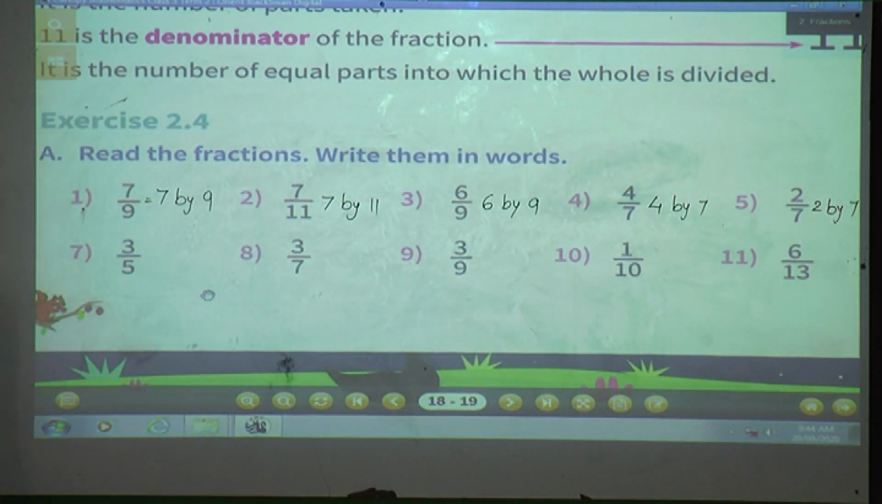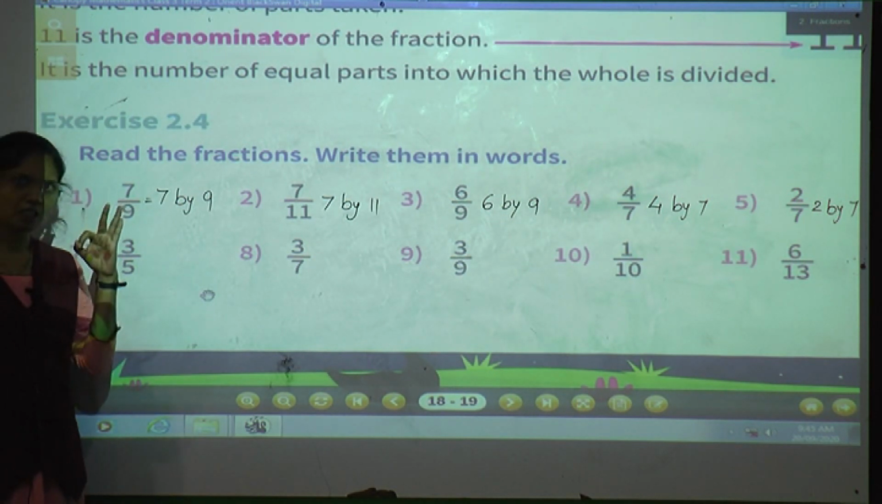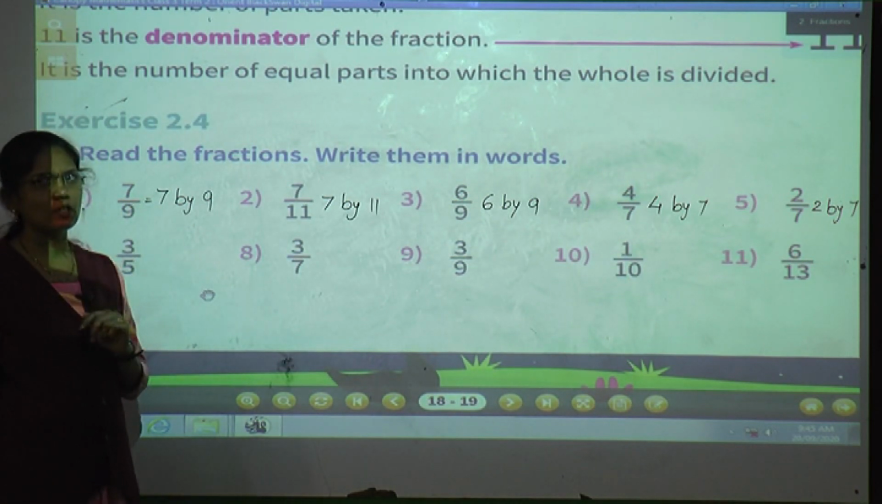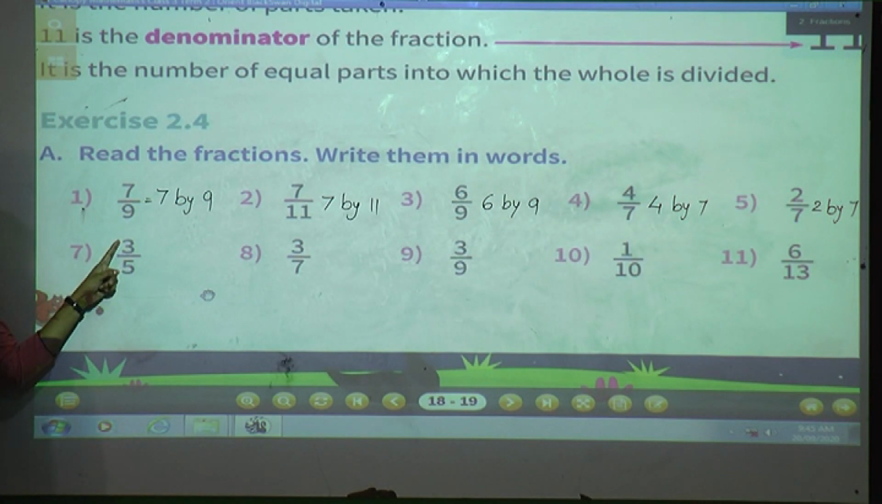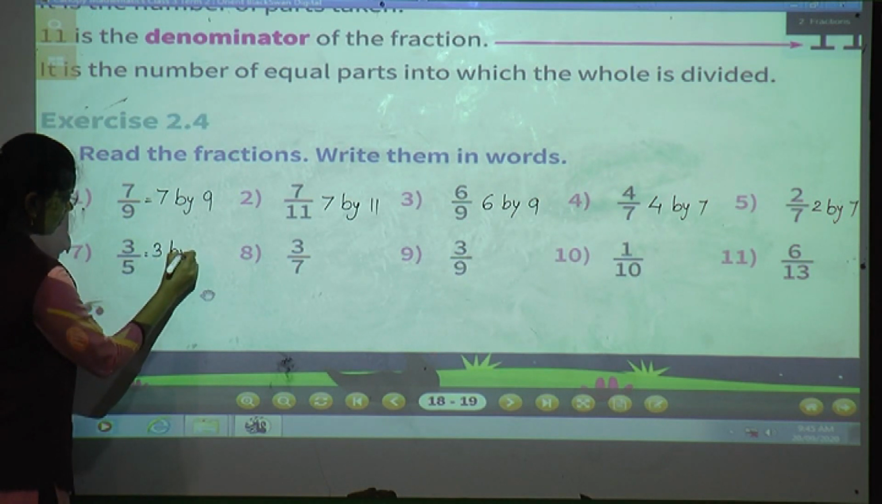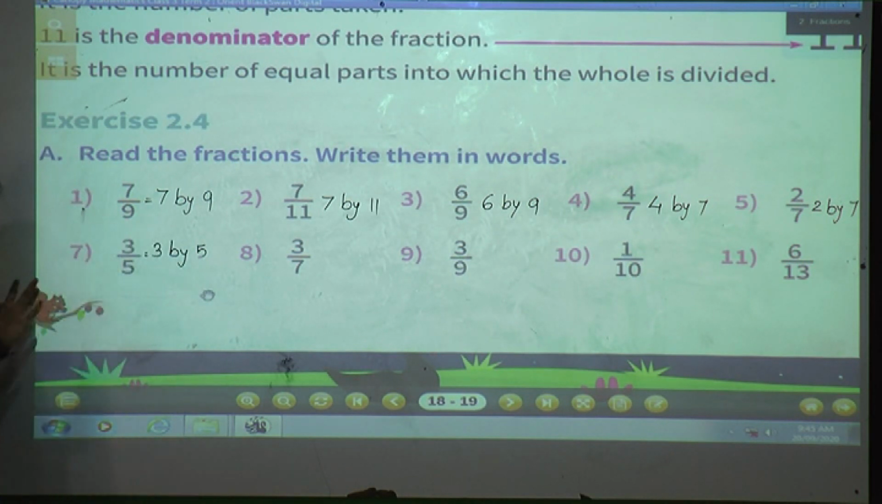Then next example, seventh one. See what is the numerator? Numerator is 3 and denominator is 5. Okay, so read this fraction. 3 by 5. How will you read? 3 by 5. Clear?